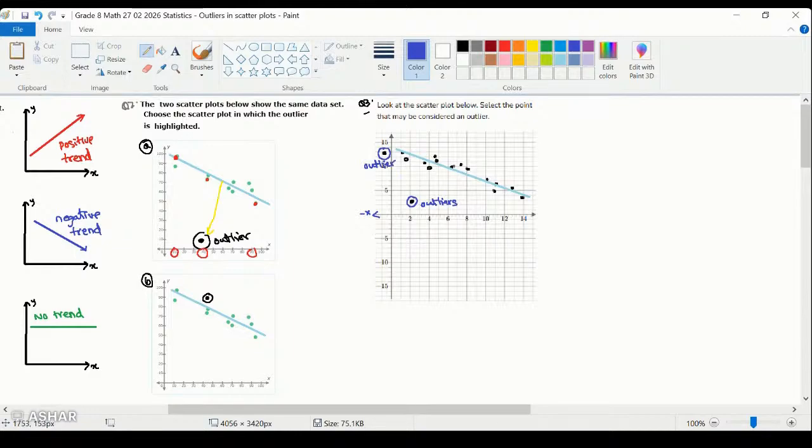An outlier would be the point that is further away from the straight line, the trend line. And we say that this is a negative trend line, right? Let's have a look at another example.